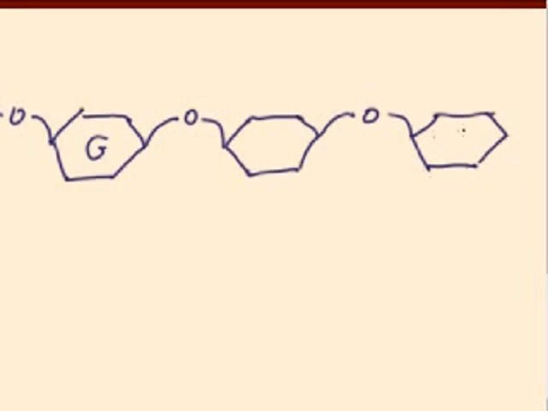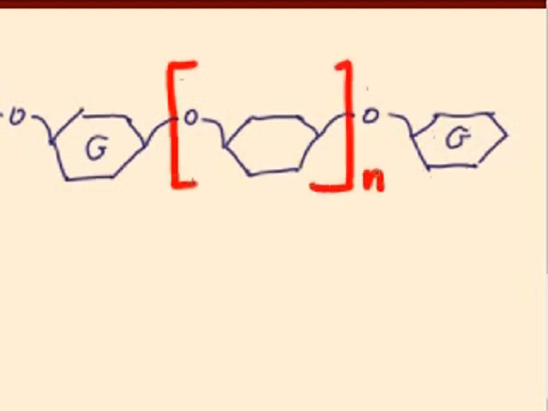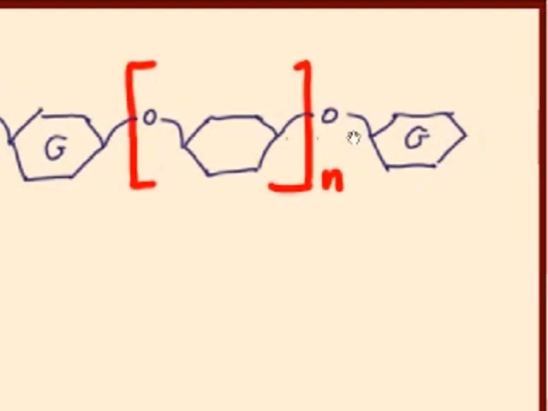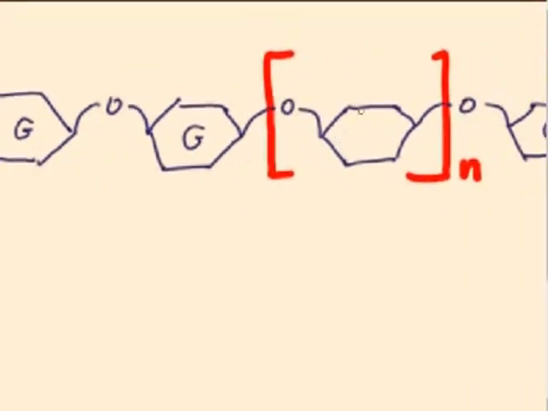And of course, as before, we have many of these. We'll put an N here. And so this is a polymer of glucose in which the O's go up. The 1,4 linkages go up. And so this polymer of glucose is called cellulose.